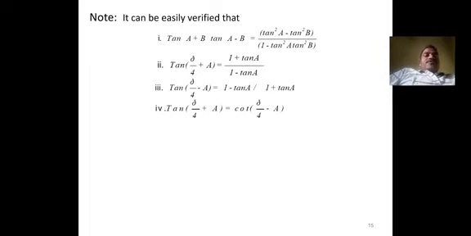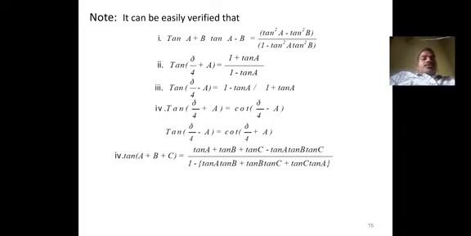And the fourth one is, in all the cases, delta is replaced by pi by 4. Tan of pi by 4 plus A is cot of pi by 4 minus A. Tan of pi by 4 minus A is cot of pi by 4 plus A. So now, one more principle, that is tan of A plus B plus C. This is the formula for tan of A plus B plus C: tan A plus tan B plus tan C minus tan A tan B tan C, by 1 minus tan A tan B plus tan B tan C plus tan C tan A.